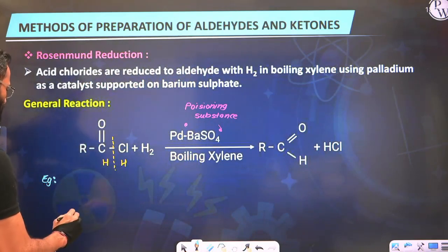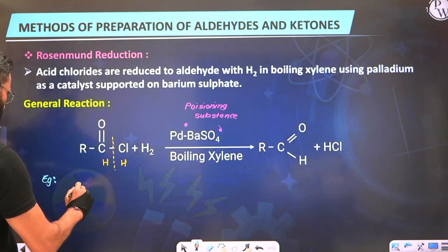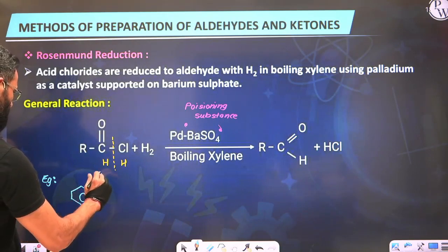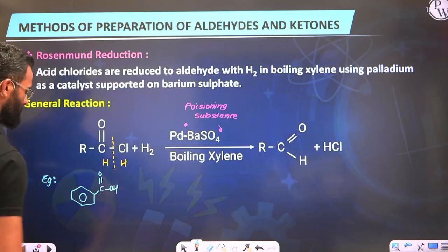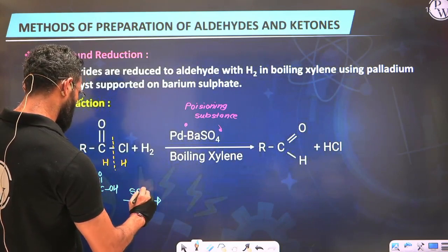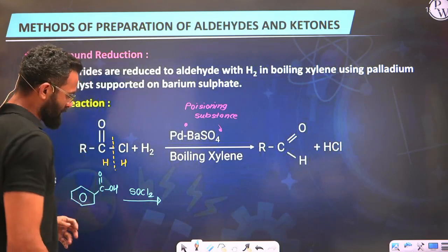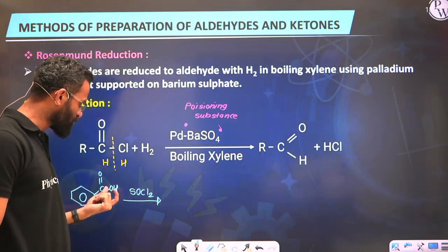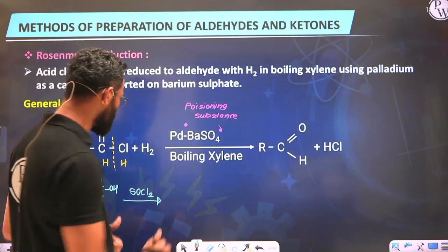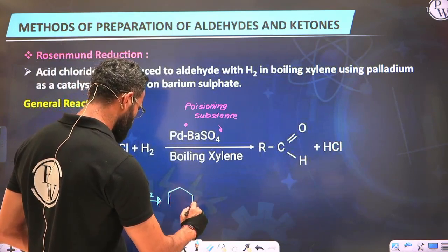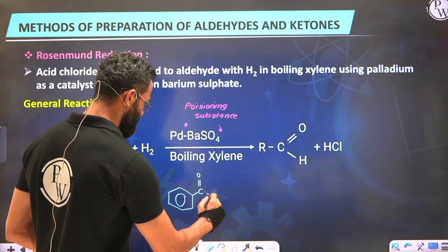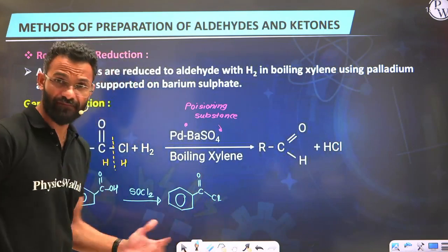Just to give you an example, let's say we have benzoic acid. This benzoic acid is further treated with SOCl2. SOCl2 being a chlorinating agent chlorinates the hydroxyl group of either a carboxylic acid or an alcohol. This OH will be effectively substituted by chlorine, which in turn converts this benzoic acid into C double bond OCl. That is benzoyl chloride.